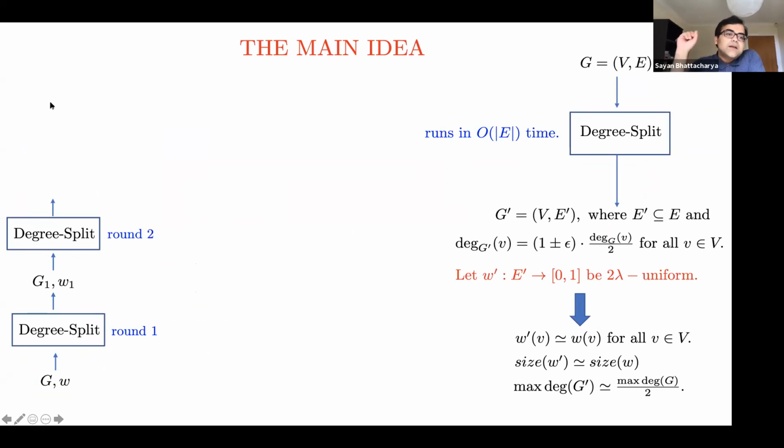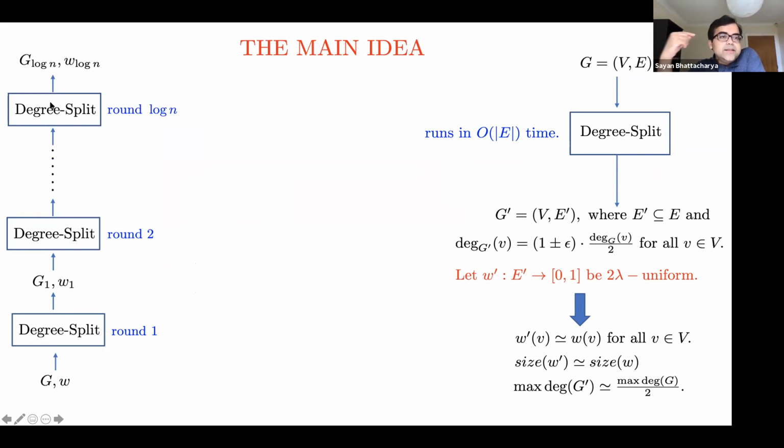Okay. And now we get this G1, W1 out of the first round of degree splitting. We feed it into our second round of degree split. And we keep doing this for log n rounds. In the end, we get G log n and a fractional matching W log n.